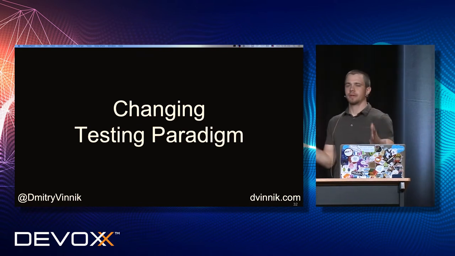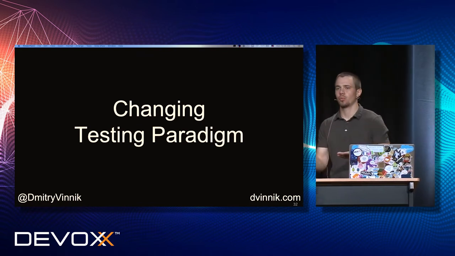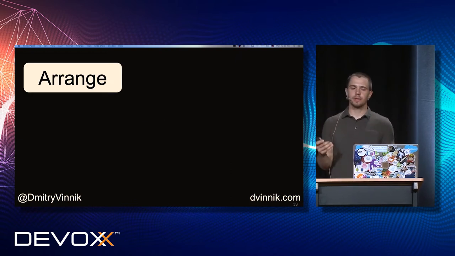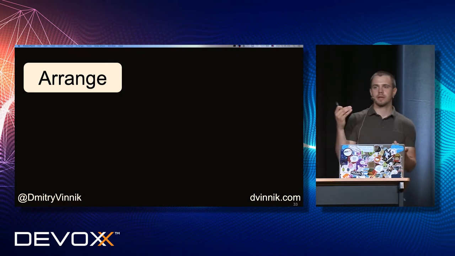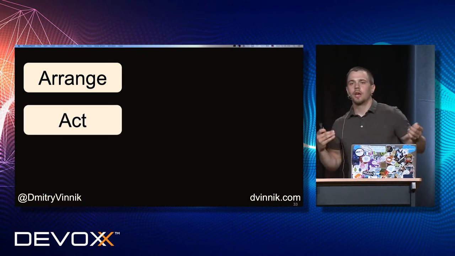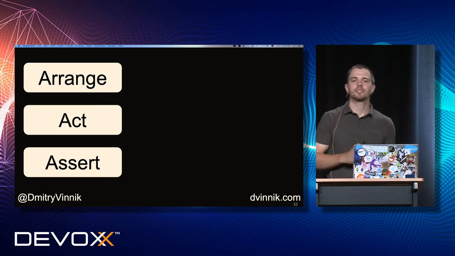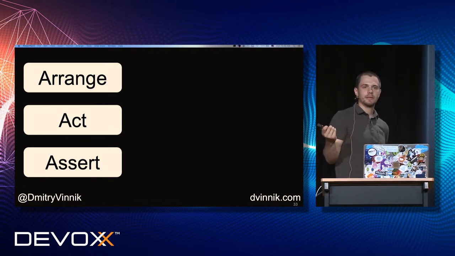So, BDD in practice is really about changing the testing paradigm, in the sense that it's the same old principles, just named a different way. In regular testing, just simple assertion testing, there are three main aspects. You arrange your test data, you act on that data, and then you assert on that data, basically three A's.